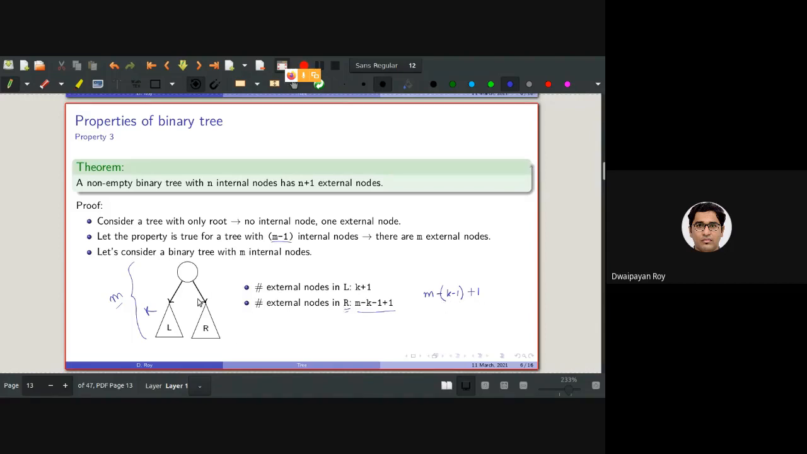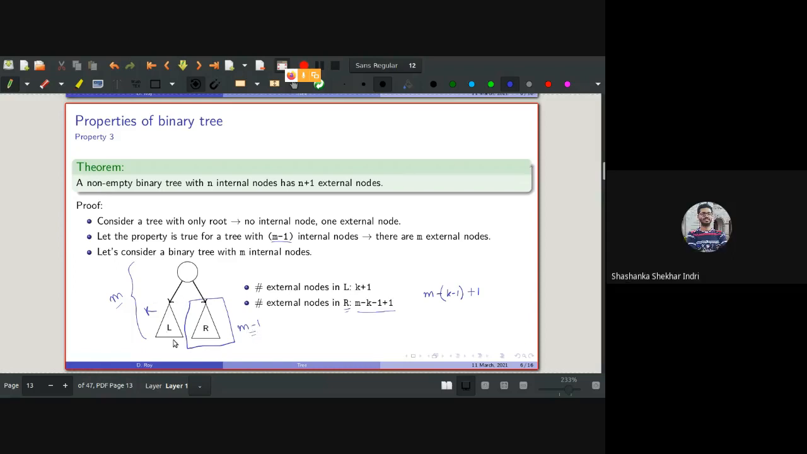So let's check this. In the whole tree, there are m internal nodes, right? And this subtree, we have assumed, will contain at most m-1 internal nodes. Notice my words, I am saying that it will contain at most m-1 internal nodes. When will this subtree contain m-1 internal nodes?